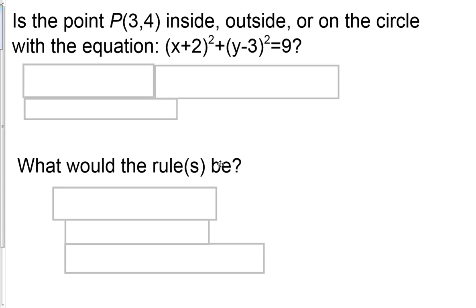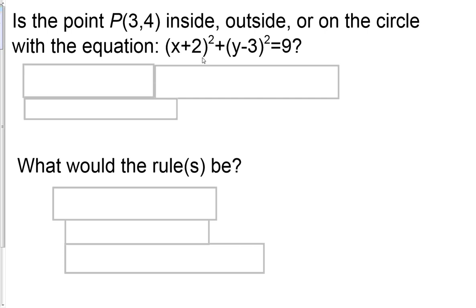One more kind of challenge one, more theoretical. Is the point P, 3, 4, inside, outside, or on the circle, which has the equation x plus 2 squared plus y minus 3 squared is 9? Now, some would probably prefer to draw negative 2, 3, center, and then radius of 3. But mathematically, how would we figure this out, right? We're going to plug in 3 for x, 4 for y, and then compare the value, right?